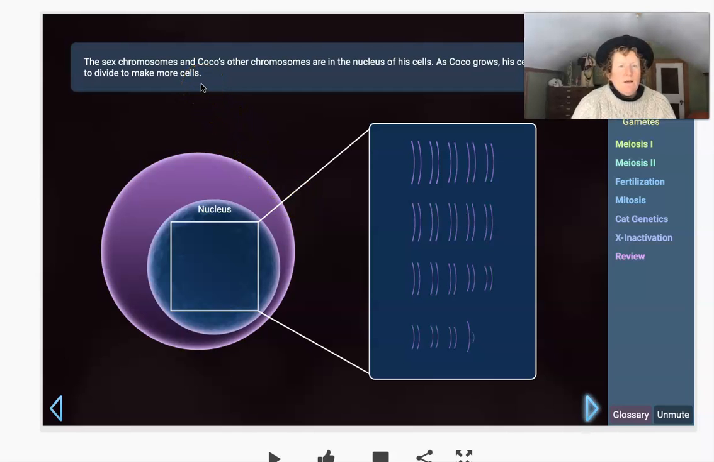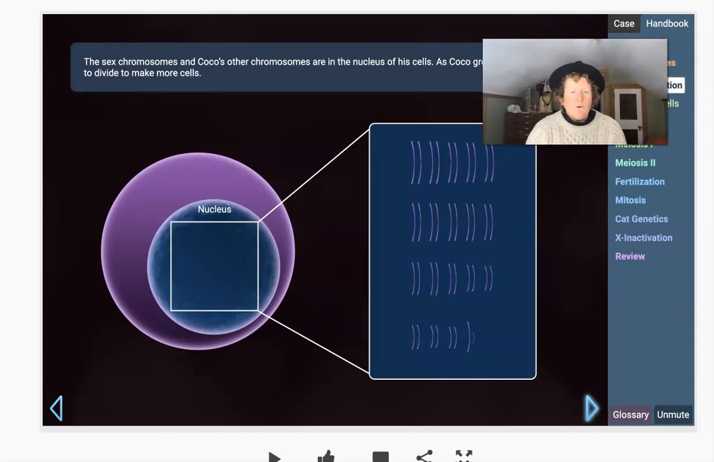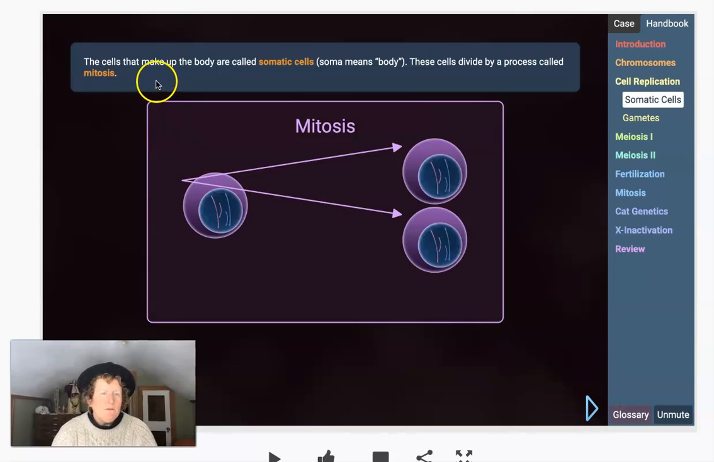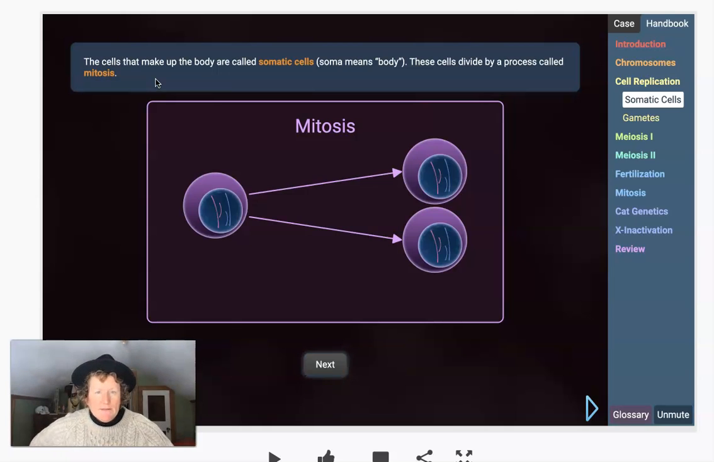The sex chromosomes and Coco's other chromosomes are in the nucleus of his cells. As Coco grows, his cells need to divide to make more cells. Cells that make up the body are called somatic cells. So your nose, your liver, your eyeballs, your toes, they're all somatic cells. And I like to think of mitosis going on in your toes. Toes are boring, they're everyday things, and mitosis makes more cells for your toes, your nose, your eyeballs, your liver, your skin, your muscles, your bones.